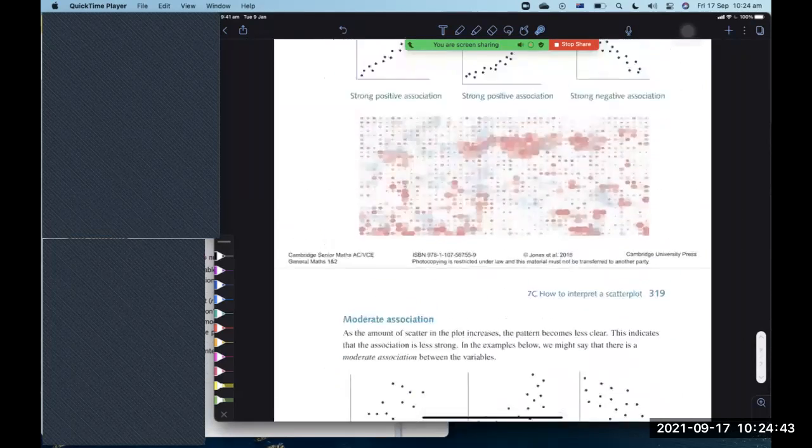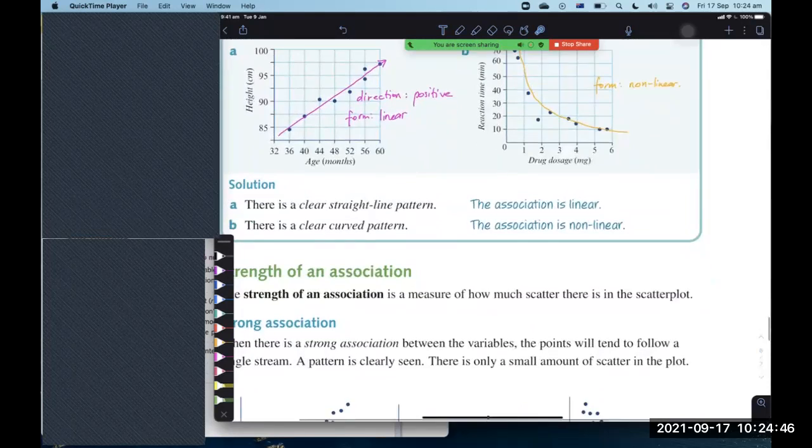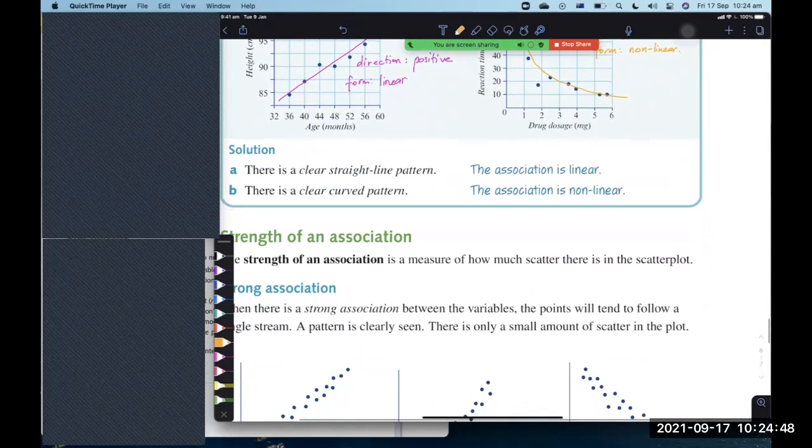Okay, so strength comes in 3 sizes. Oh my goodness. Did I just spell strength like that?